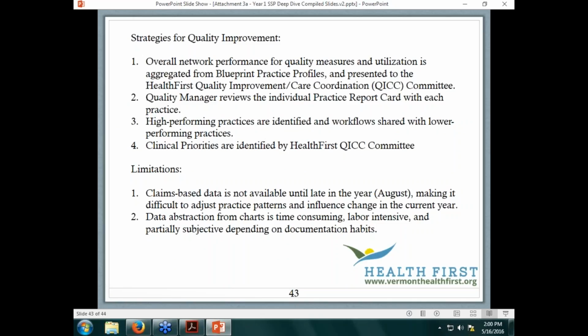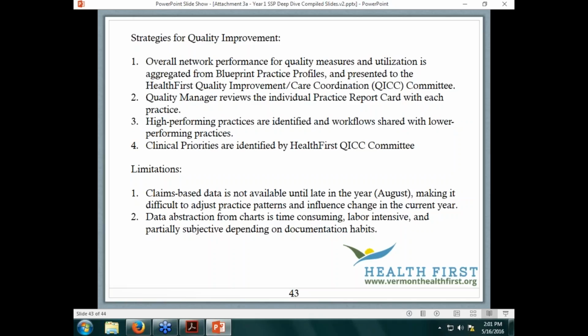So we represent independent practices, and as you know, independent practices are independent generally for a reason. They don't like to do things the same way. So in some ways, it makes it more challenging than folks who have more infrastructure, or bigger groups. We don't have that, unfortunately. We have 23 or 26 very independent-minded physicians who do things their own way. So the basis of our quality improvement is really practice-based.